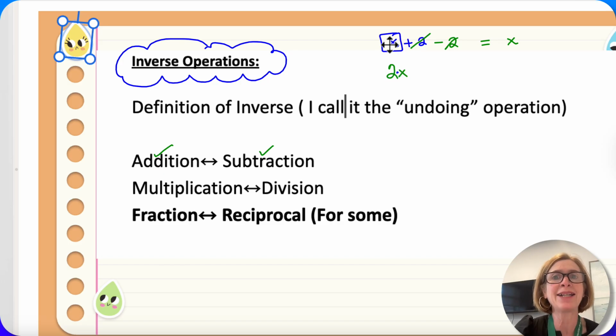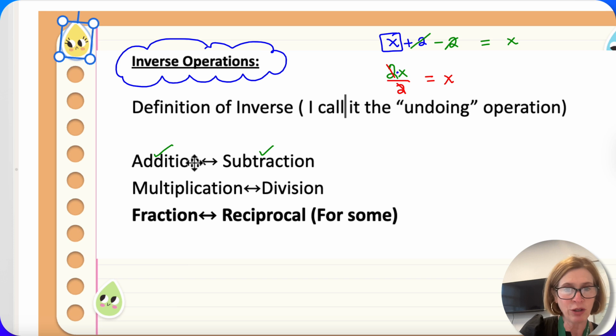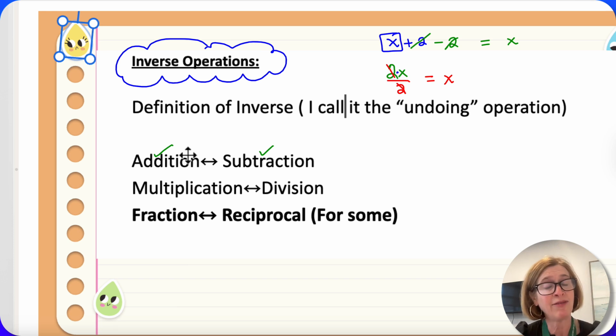So if I want to get back to x and get rid of the 2, I'd have to divide by 2. I'd have to use the inverse operation, and they would simplify to 1, and I'd get back to x. So the inverse of addition is subtraction, and vice versa. The inverse of multiplication is division, and vice versa.